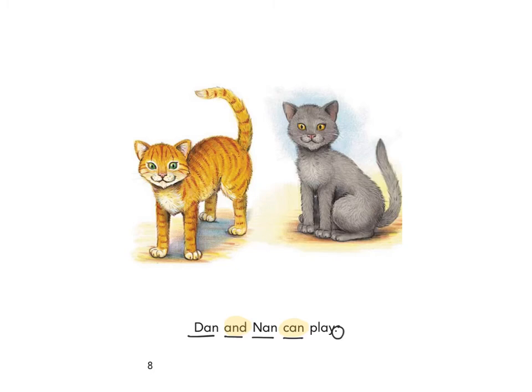Which one is Dan and which one's Nan again? The gray one's Dan and the orange one, the striped one, is Nan. Okay, let's go back. If you're at home, I want you to read this story. Send me a video reading this story. We're going to read it together in class, but go ahead and read it on your own and send me a video.